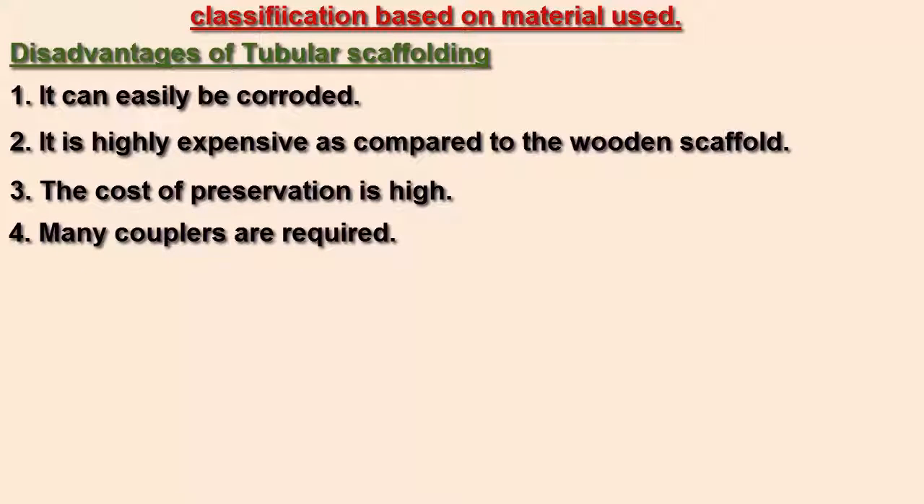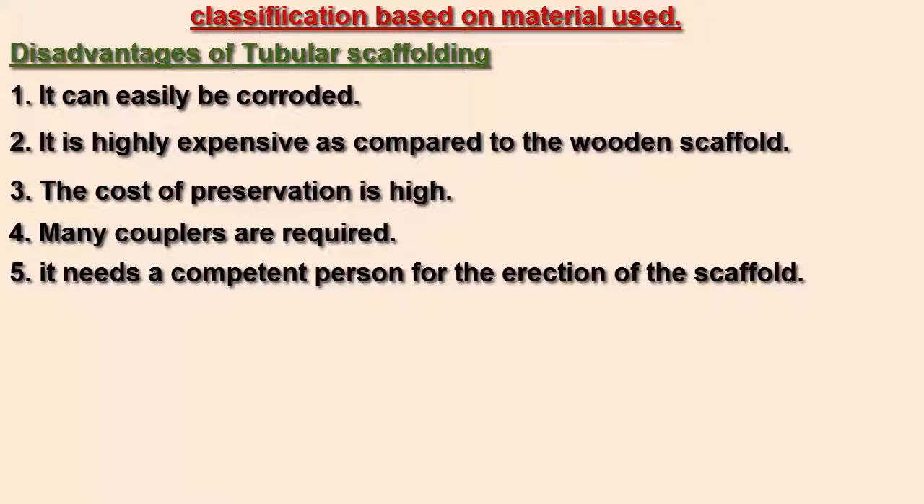Number four, many couplers are required. Unlike the wooden ones, where we use nails, we don't use many couplers there. In this case, many couplers are required to fix the scaffold. And lastly, it needs a competent person for the erection of the scaffold. So when we look at it, you will discover that all of them have advantages and equally have disadvantages. Lastly, the other type of scaffold we have is the bamboo.